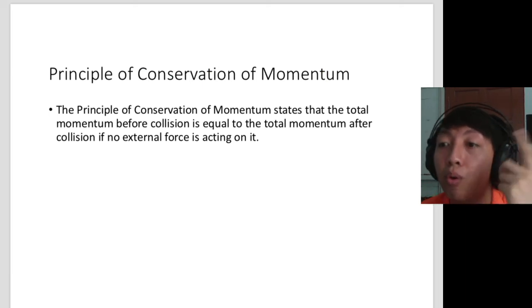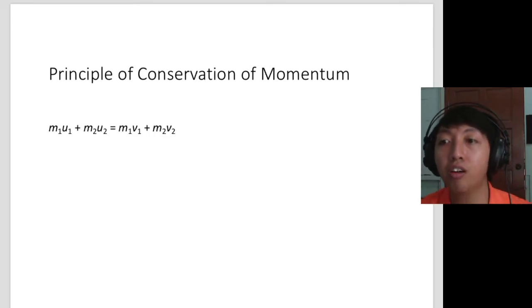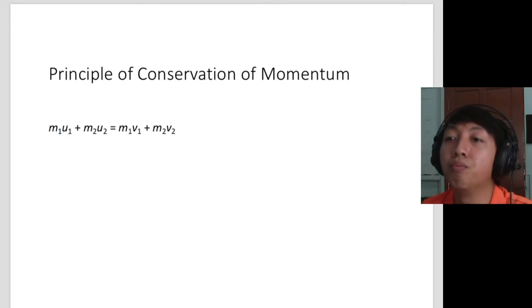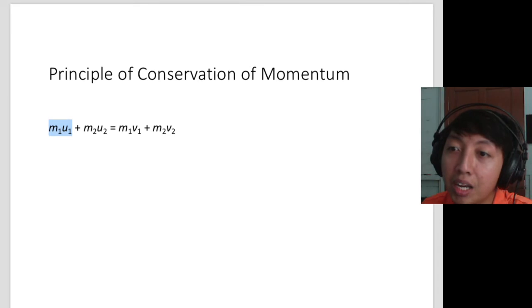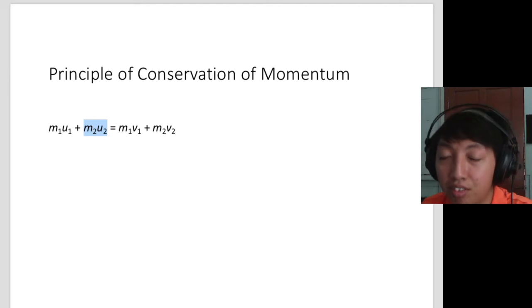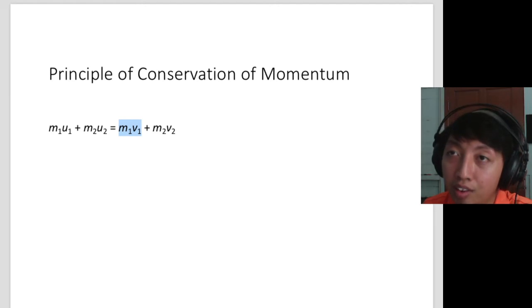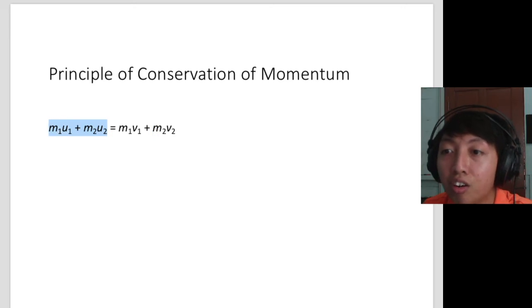Maybe it will be easier to understand when you see the formula. So this is how the formula looks. U, remember, is initial velocity. We've learned that before. So mass times initial velocity of the first object plus mass times initial velocity of the second object equals mass times final velocity 1 plus mass times final velocity 2. This is before the collision or explosion, and this is after the collision or explosion.